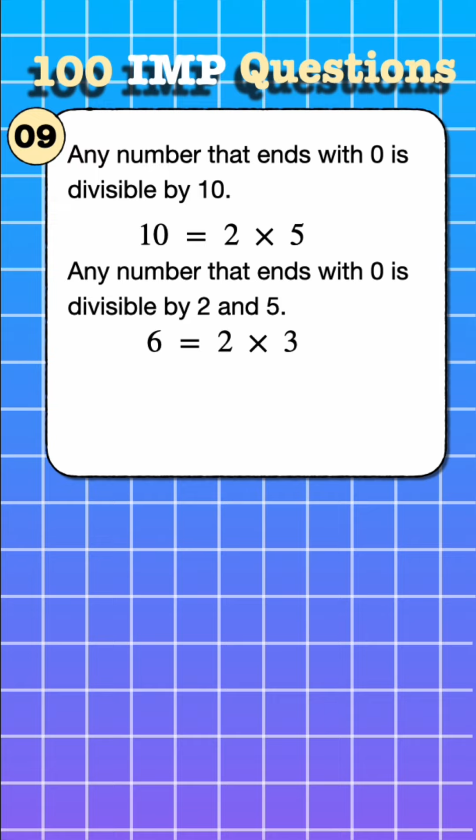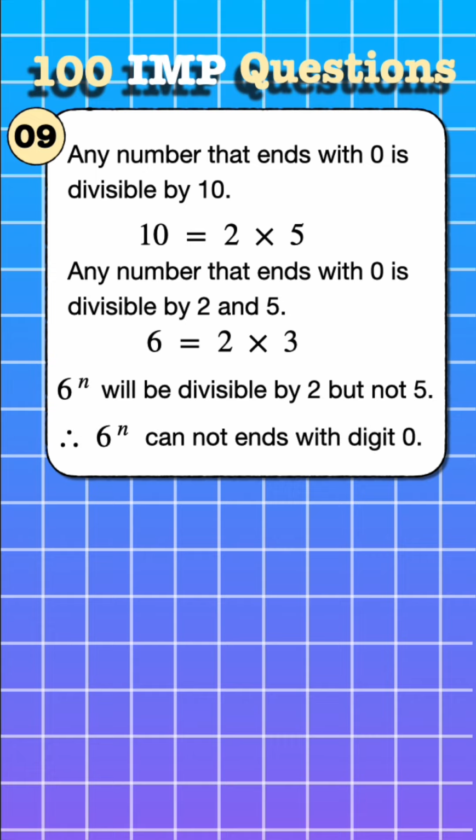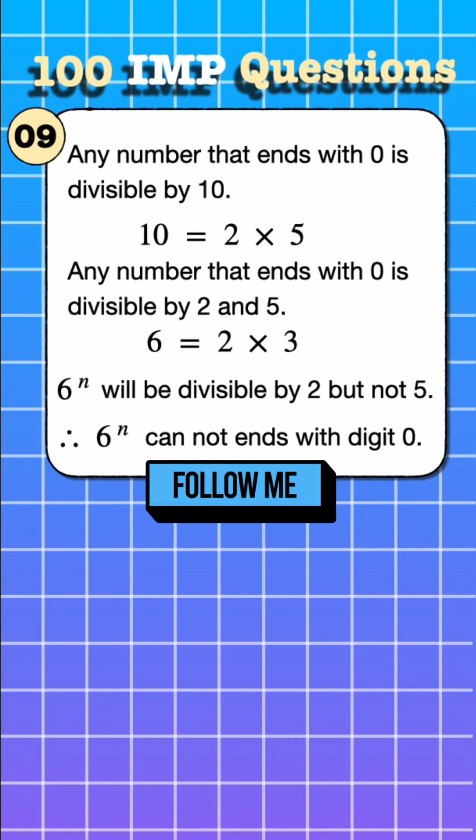Which can be 6 to the power n. So that number will be divisible by 2, but it will not be divisible by 5, right? Because 6's factors are 2 and 3. So it will be divisible by 2 and 3 and not 5. So what it means is that 6 to the power n, for any n, cannot end with 0. Okay, that's it.